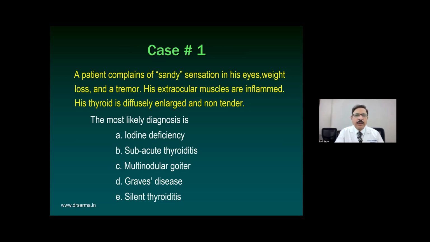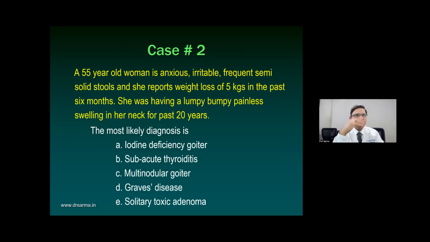Why is it not multinodular goiter? Because it is diffusely enlarged. Why is it not subacute thyroiditis? It is tender. Why is it not iodine deficiency goiter? The patient has hyperfunction. Iodine deficiency goiter will have hypofunction. This has hyperfunction. Okay. Case number 2.